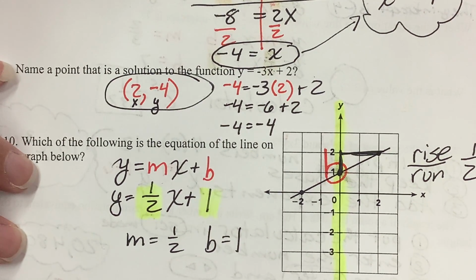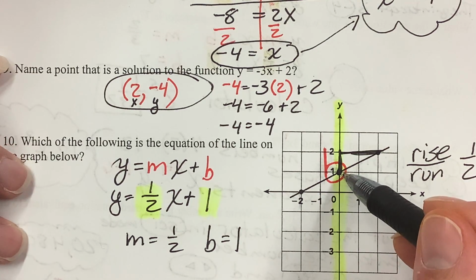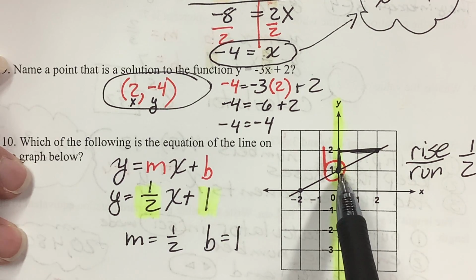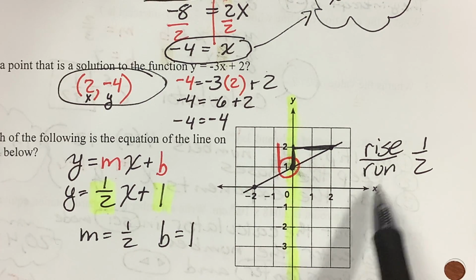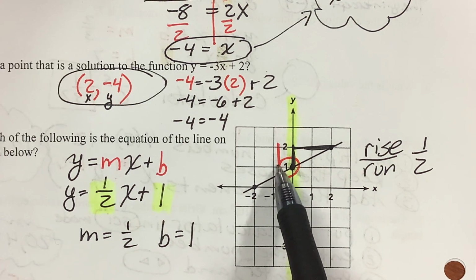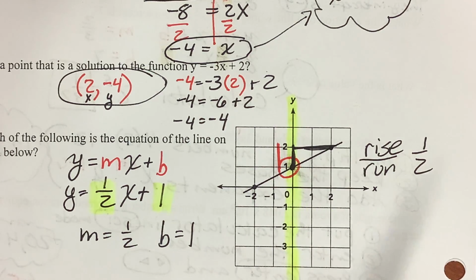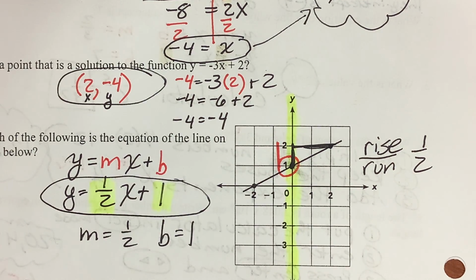Rise over run. So highlight the y, and where the line intersects, you find the y-intercept. And that's where I get my b from. That's where the 1 comes from. And rise over run, pick 2 good points, count up and over. Rise 1, run 2. That's where 1/2 came from. So my actual answer to this problem is y equals 1/2 x plus 1.